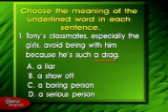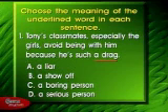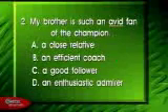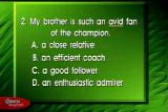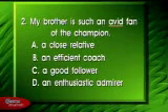Notice too that the sentence does not provide enough context clues or semantic cues to be able to get the meaning of drag. The distractors cannot also help since they are all negative traits. The item simply expects the learners to give the meaning outright. Here's another example. My brother is such an avid fan of the champion. A, a close relative. B, an efficient coach. C, a good follower. And D, an enthusiastic admirer.